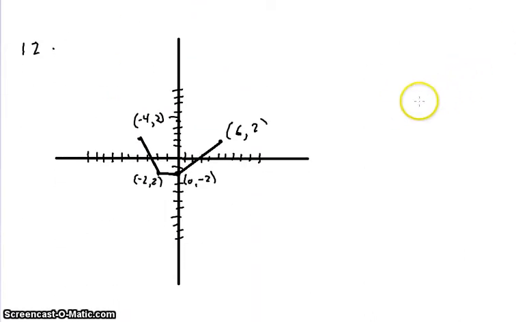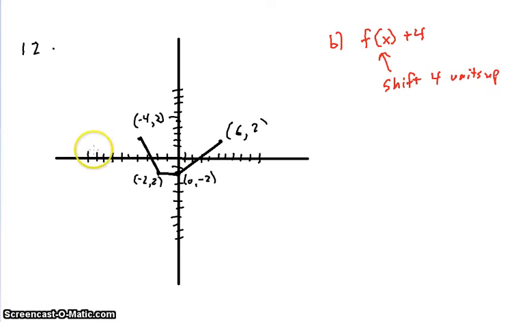So for number 12, the second part, it's asking you to take the y coordinates and add 4. So it is a shift 4 units up. We're going to take every point and move it up 4 units. So this is now going to be 4, 6. This is going to be -2, 2. This is going to be 0, 2. This is going to be 6, 6. So here is my new graph.